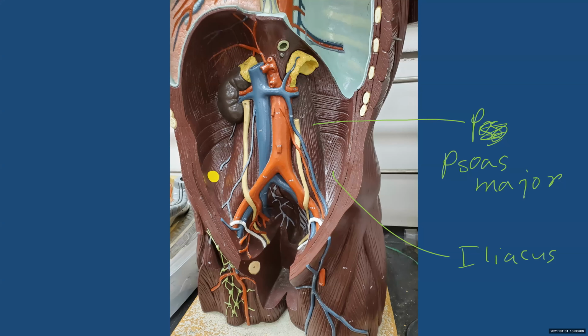Psoas major is coming down from the vertebral column on both sides of the vertebra. Iliacus, as the name suggests, is from the iliac crest. Both are being inserted into the femur as what we call the iliopsoas complex. So look down here, right there. This is the glimpse of what we call the iliopsoas complex. Basically, psoas major and iliacus together being inserted into the femur.